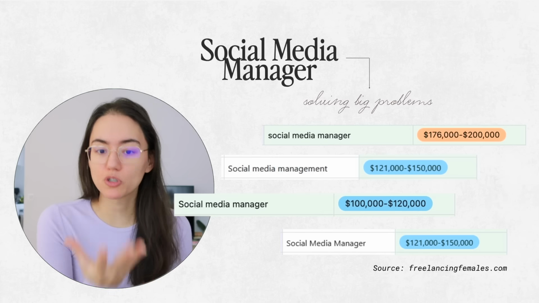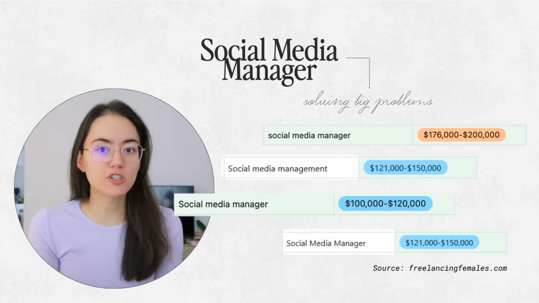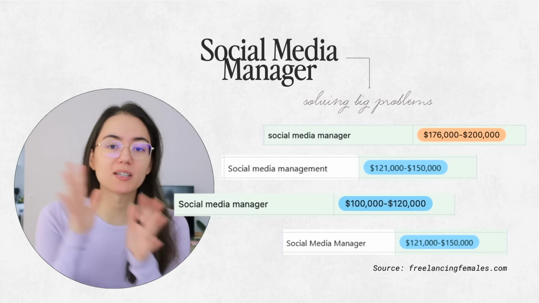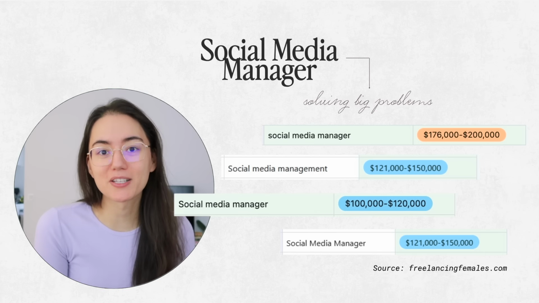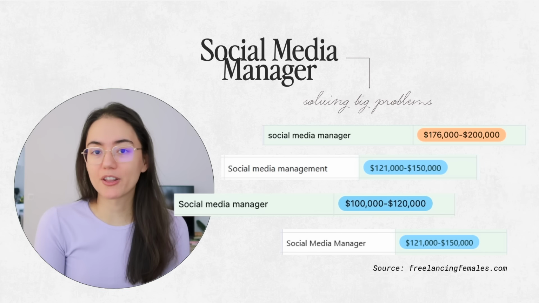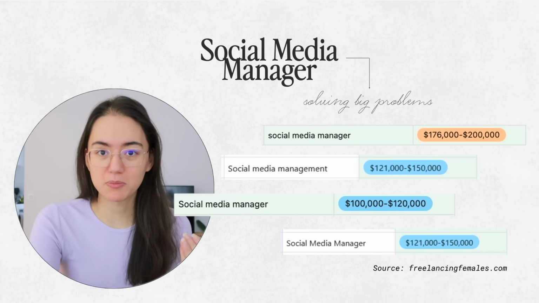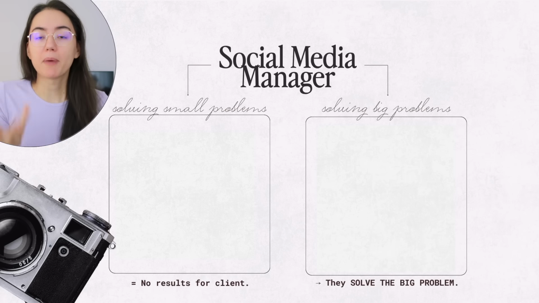So, examples of how you can take a skill and solve that problem in the right way. Social media manager. Great skill, great job. Some people charging very little money for it. Some people charging a lot of money for it. Here's some examples that we found from the Freelancing Females database of how much people who are charging on the higher end. That's just to show you it's possible. So here's an example of how you can be a social media manager that's maybe solving smaller side problems versus bigger side problems.